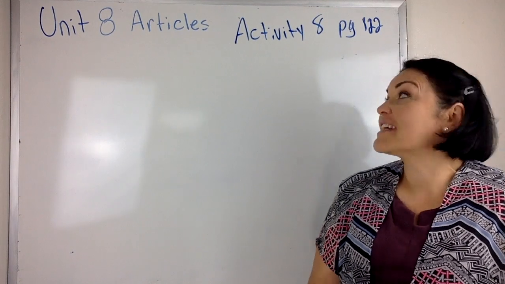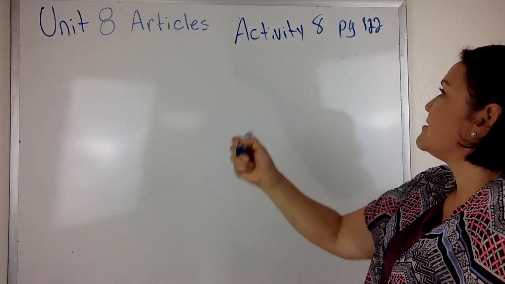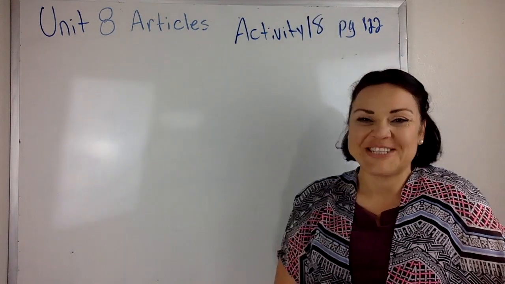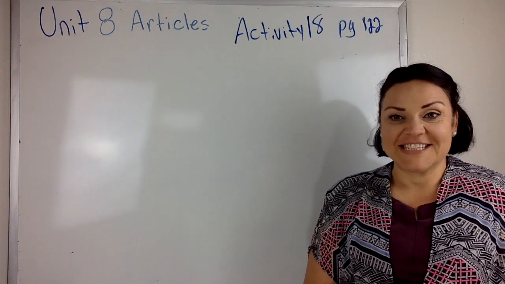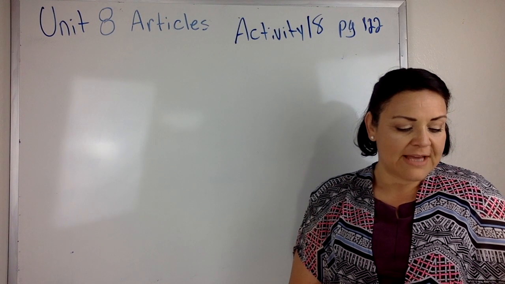Class, we're on activity 18. I think I just put 8. 18, page 122. It's scrambled sentences, so we need to make it into a sentence. It says, I want to eggs scramble.